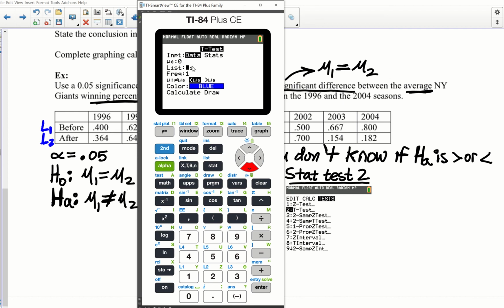Now, you'll see here that we only have one list available. So we have a little bit of an issue here. It only asks us for one list, but we put data in 2 lists. So we're going to ignore that for a second and go down to our alternative hypothesis, because that's one thing we do know. We know that that's supposed to be a not equal.